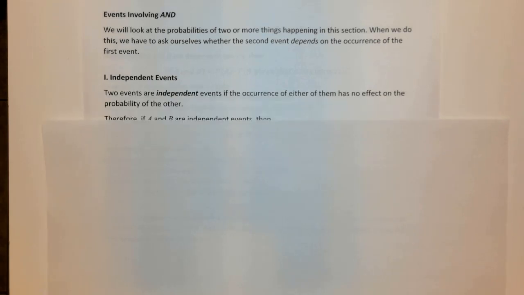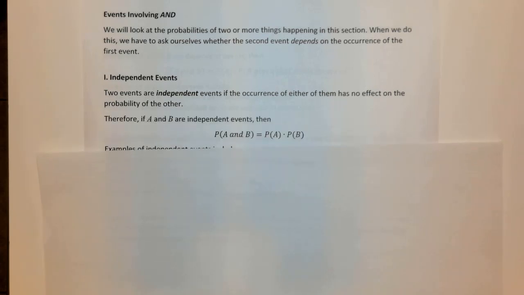So the first case is independent events. Two events are independent if the occurrence of either of them has no effect on the probability of the other. And so our formula for that is, if you have two independent events, the probability of A and B is the probability of A times the probability of B.